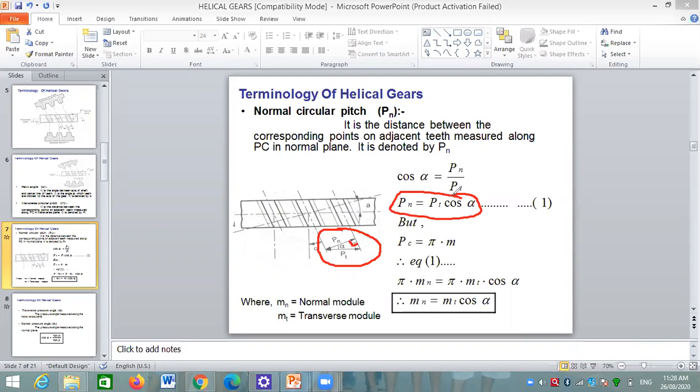Always remember that transverse pitch always has more value than the normal pitch. म्हणजे ट्रान्सव्हर्स पिचचं जे काही डिस्टन्स आहे ते जास्त आहे नॉर्मल पिच पेक्षा. But we know that pitch is equal to pi into m. What is m? m is the module, and if we put this value, pitch is equal to pi into m, we will get the relation for m suffix n. mn is the normal module, m for module and n for normal. Therefore the relation between normal module and transverse module is mn is equal to mt into cos alpha. This is the relation between normal module and transverse module.